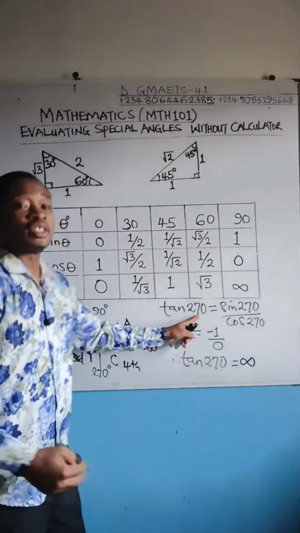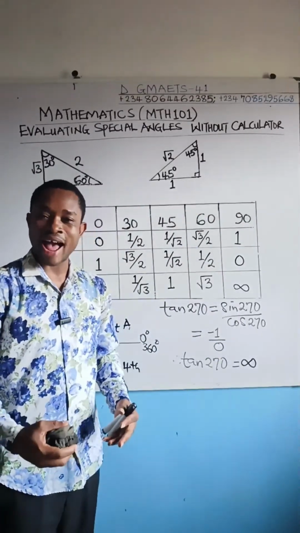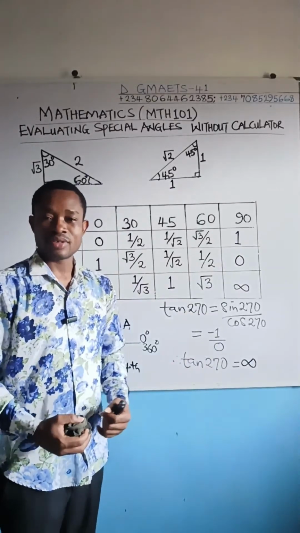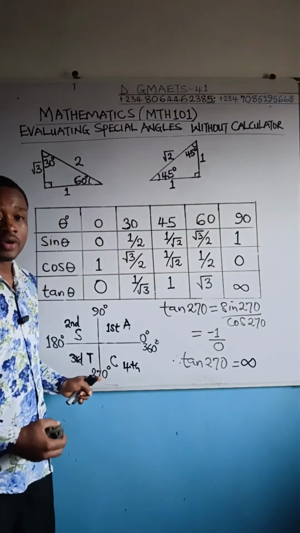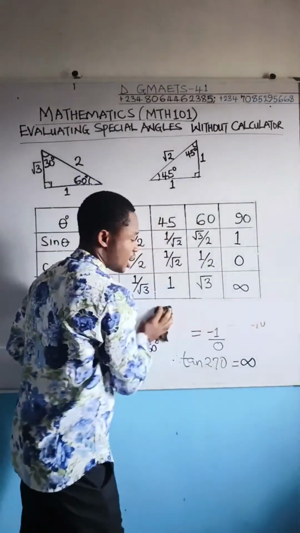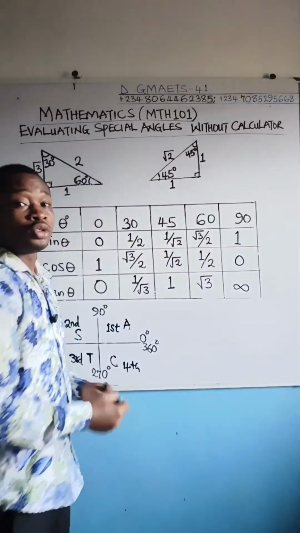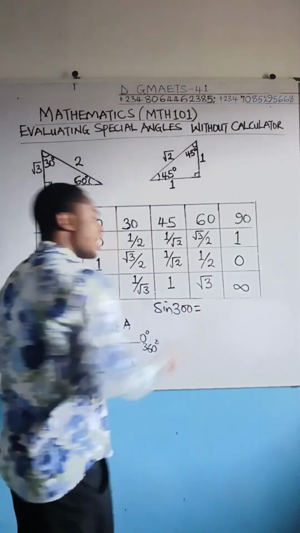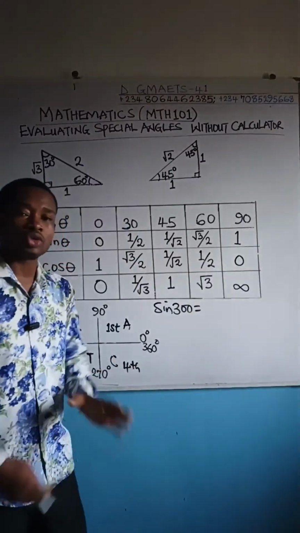After 270, what is the next special angle? To generate it, you still add 30 degrees. We are operating on this cardinal point now, 270 degrees. So moving away, we should add 30 to get the next special angle. So the next special angle, 270 plus 30, will give you 300. Let us evaluate sine 300. Now, how do you evaluate sine 300? Angles in the fourth quadrant.